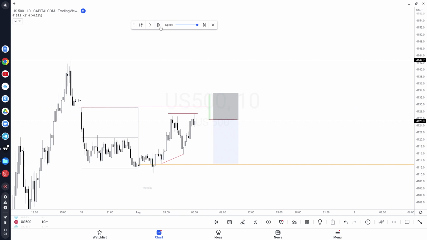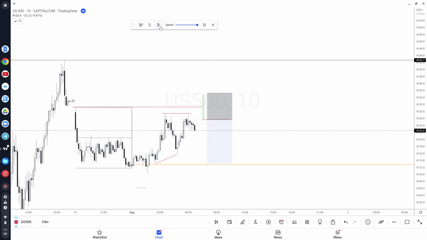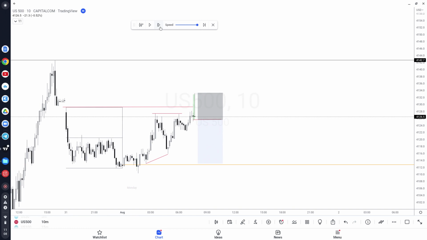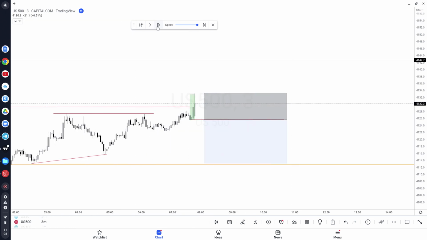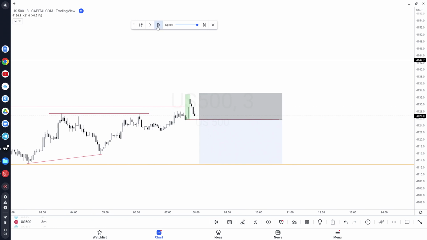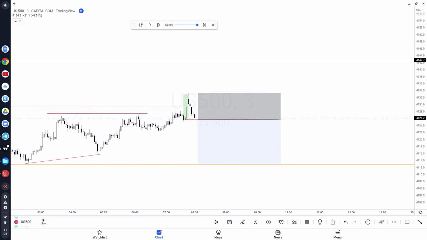So understand that right here, once price creates these equal highs, and then we run out the Asian high, I want you guys to see and watch what happens. Let's go to the 5-minute chart.